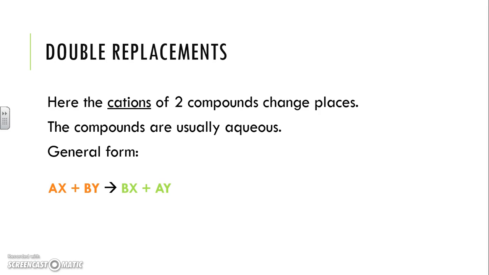The next type of reaction is a double replacement reaction. So here you have 2 cations, so 2 positively charged ions in 2 different compounds switching places. This is often referred to as a partner swap reaction because the anions switch their cation partners. Usually this happens in an aqueous solution. The general form of this would be a compound AX and a second compound BY reacting to form BX and AY. And so this little flip-flop of the cations is why it's a double replacement. Both of the ions are replaced.